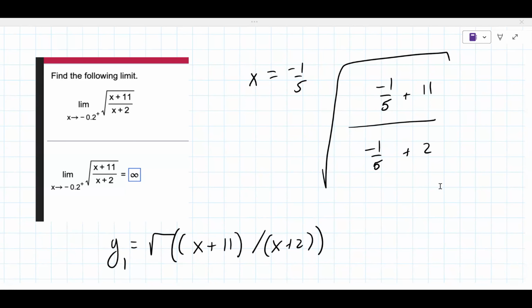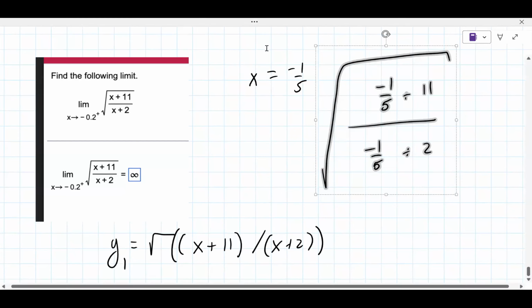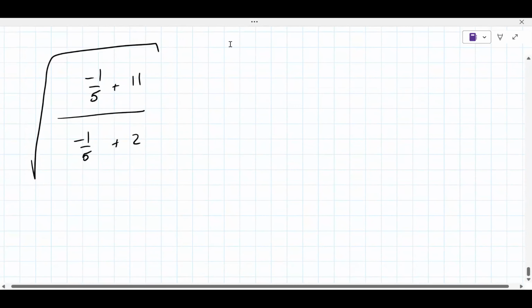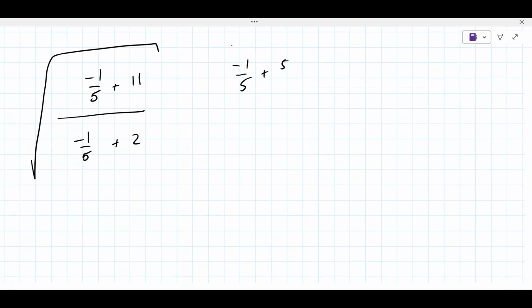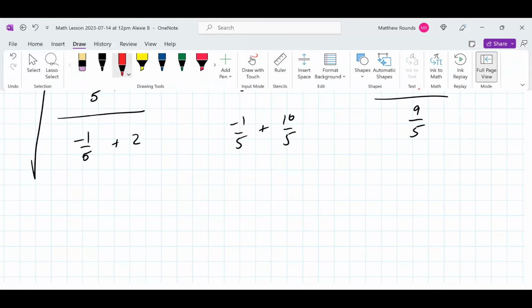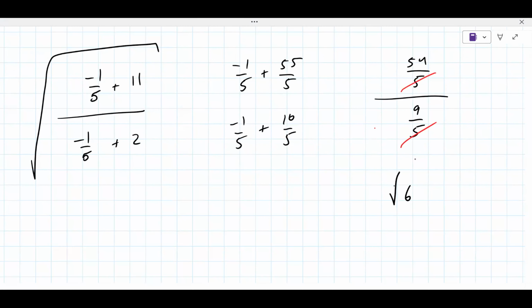So essentially, we've got to just reduce this fraction. 11 is really 55 over 5. So it's minus 1/5 plus 55 over 5, which is 54 over 5. And then this is 10 over 5 minus 1/5, which is 9 over 5. And then you're dividing. Whenever the bottoms are the same, you can cancel the bottoms. You end up getting 54 over 9, which is 6. So it ends up being the square root of 6. And they'll let you put it in like that.